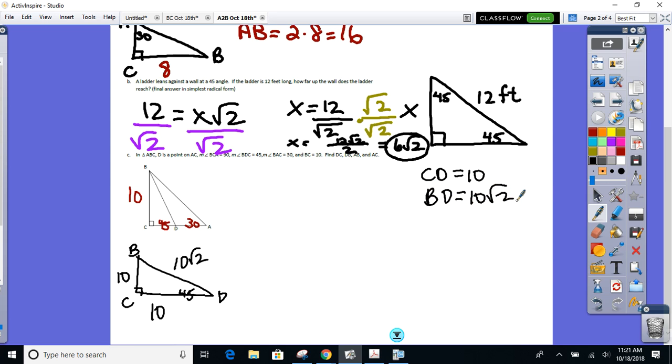Everyone see how I filled out the 45, 45? Hannah, you good back there? 10, 10. Across from the 45s are the same. Put a radical 2 with it for the hypotenuse.